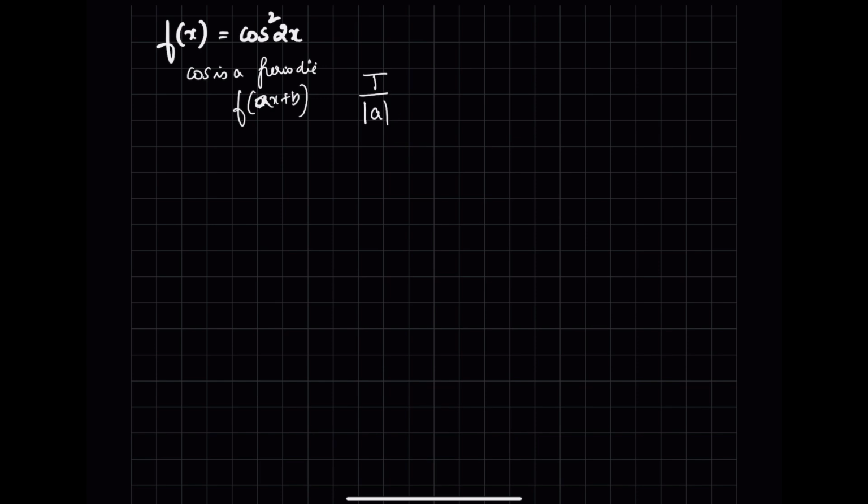Now in this case, a is equal to 2 and the period of a cos function is 2 pi. So the period of this function is 2 pi by a, which is 2. So 2 pi by 2 is equal to pi. So this is the value we know for the period of this function.